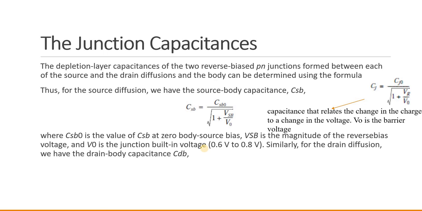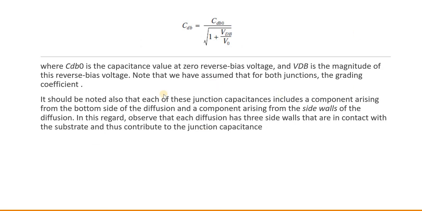Similarly, for the drain diffusion, we have the drain-body capacitance. Here this is the source-body capacitance, and one more is the drain-body capacitance. Similar to this, you have the formula CDB naught divided by root of 1 plus VDB divided by V naught, where CDB naught is the capacitance value at zero reverse voltage, and VDB is the magnitude of the reverse bias voltage. We have assumed the same grading coefficient for both the junctions.